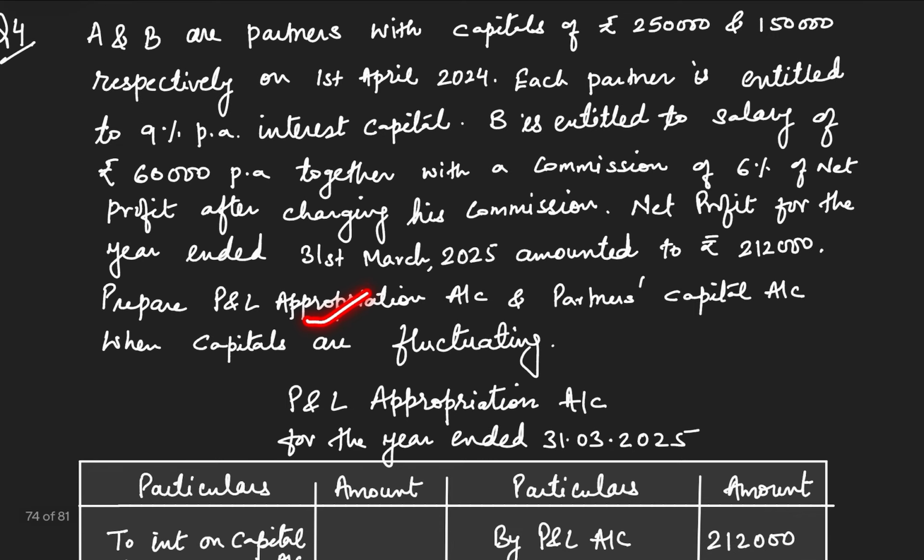Right, so as per the question demanded, we have prepared the P&L appropriation account as well as the partners' capital account. See, we have given the salary to B, we have given interest, commission has also been given, whereas the commission was given after charging his commission. Thus the capitals are also maintained as per the fluctuating capital account.